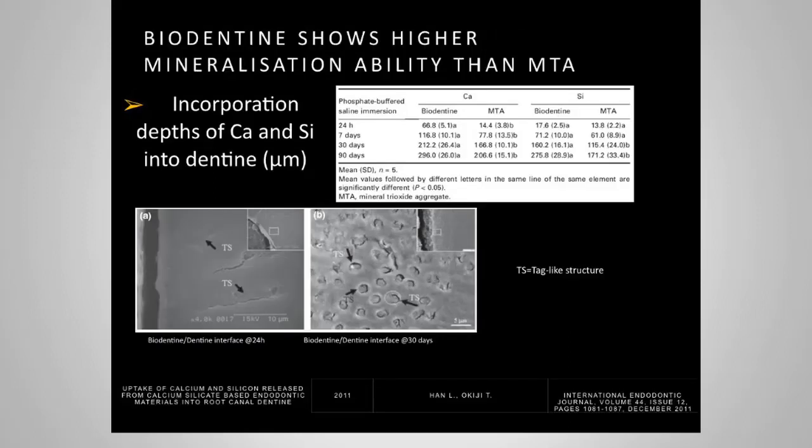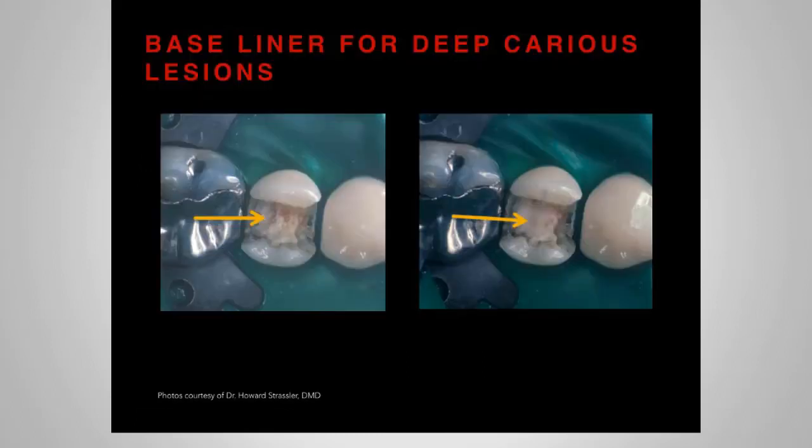Here's another one that's showing higher mineralization than MTA. Like I said, this one I think is 20, trying to see this one, can't see it. But again, everything is more enhanced and it's easier to place. That's what I'm saying. So let's look at a couple of cases. Let's see what we've got here.